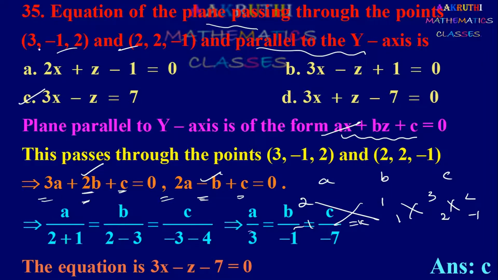So here one method is to directly substitute these 2 points in the given options and check which option satisfies both these points, or else use this condition. It's parallel to the y-axis. When it is parallel to the y-axis, its y coefficient is 0. So therefore the equation of the plane is ax plus bz plus c equal to 0. Substitute these 2 points, find 2 equations, and we get a ratio like this: a by 3 equal to b by minus 1 equal to c by minus 7. Take it as k, and we can calculate the a value, b value, c value. It is 3k, minus k and minus 7k. Then cancel that k. So we get 3x minus z minus 7 equal to 0, which is option C.